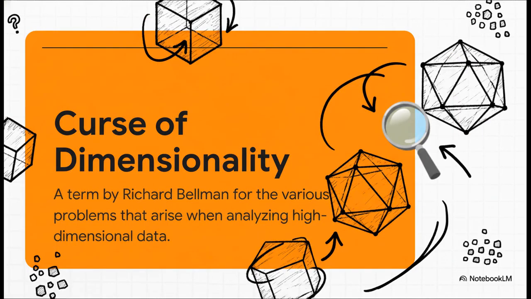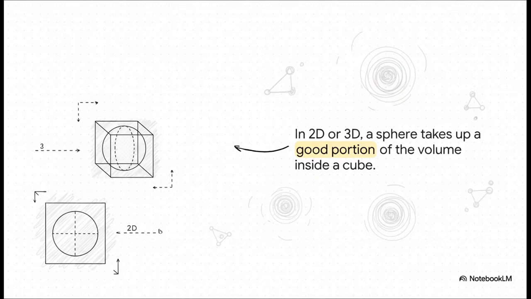So what is this curse, really? The term itself was coined by a mathematician named Richard Bellman, and it basically refers to this whole collection of bizarre, counterintuitive problems that just pop up when you start working with data that has a ton of features, or what we call dimensions. To get your head around just how strange this gets, let's start with a really simple example. In 2 dimensions, a circle fits nicely inside a square. Go up to 3 dimensions, a sphere sits pretty snugly inside a cube. In our normal, everyday world, that sphere takes up a pretty good chunk of the cube's space.